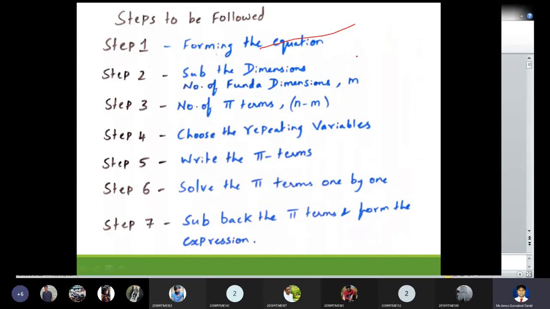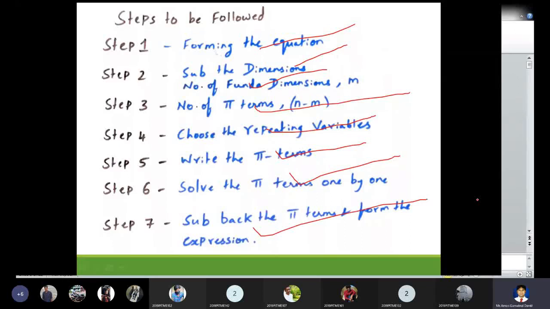Clear? So first was forming the equation. Step 2 is substituting the dimensions, and then the number of fundamental dimensions you're going to find out. Step 3 is number of pi terms. Step 4 is choosing the repeating variables. Step 5 is writing the pi terms. Step 6 is solving the pi terms one by one or individually. Then step 7 is substituting back the pi terms and forming the expression.